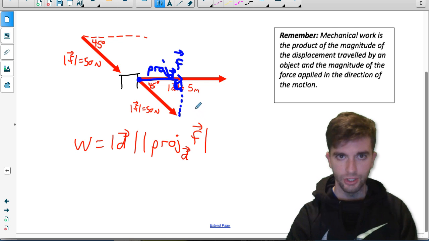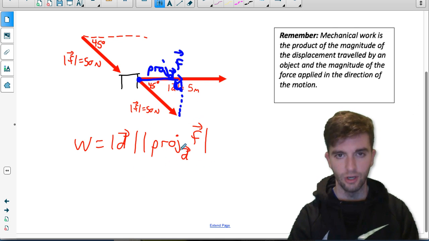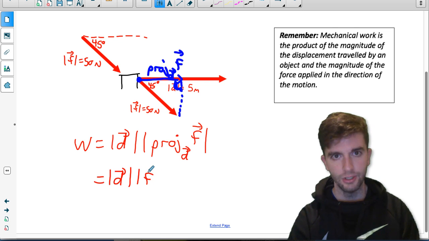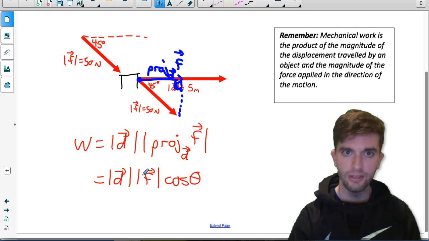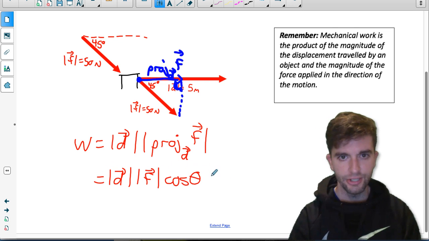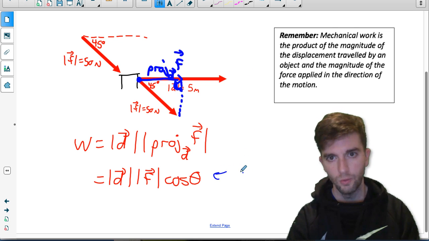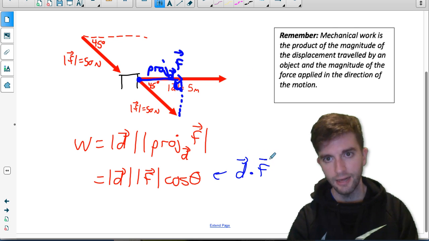And if we use SOHCAHTOA, we would figure out that an equivalent expression for the magnitude of the projection of the force onto the displacement vector would equal the magnitude of the force times cosine of the angle between them. We get that using SOHCAHTOA. And this is the dot product formula. This is what d dot f is equal to.